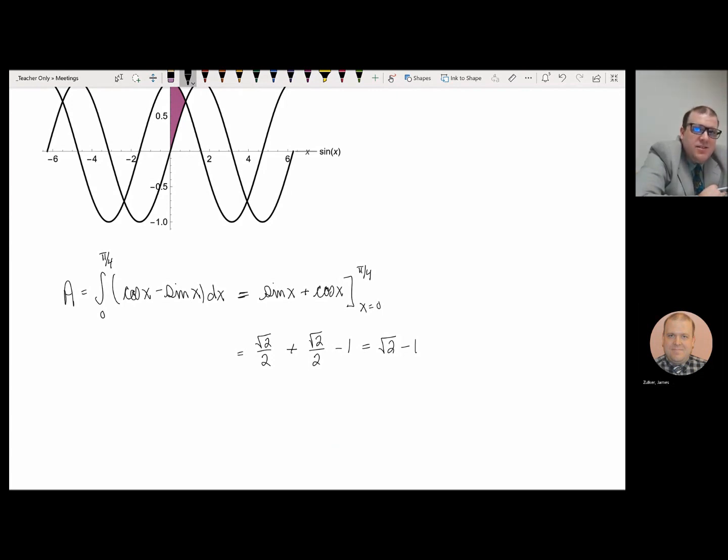And leave it exact, unless the problem specifies for a decimal approximation.